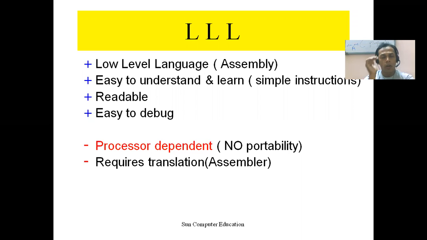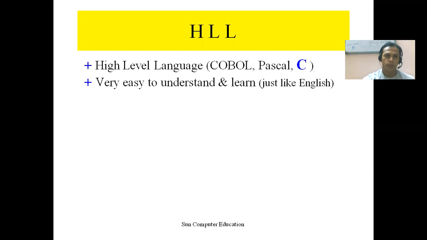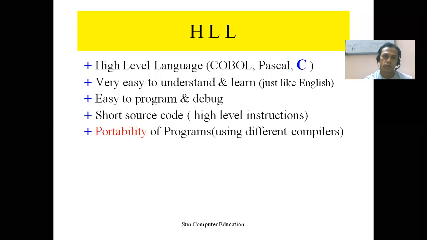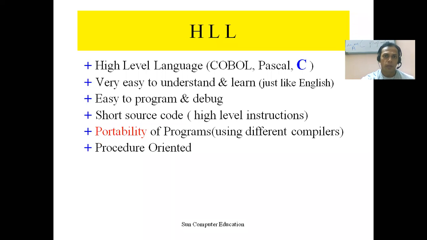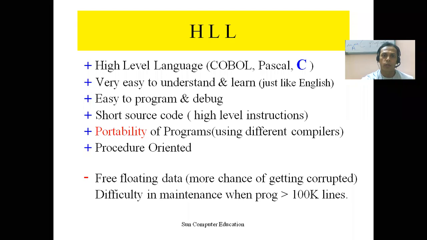Even if you write a low level language program in assembly, it is still not machine language, it is not binary. You have to translate it. The translator for assembly language is called an assembler. Again, programs are lengthy. So what is needed here? High level language: easy to understand, easy to program and debug. Program size will be smaller because we can write loops. And portability, that's the main feature. We can write programs and run them anywhere. Those who know C++: C++ is an object oriented language, C is a procedure oriented language. If you don't understand, it's okay. Data is freely floating, that's a drawback, and that's why they went to object oriented languages.